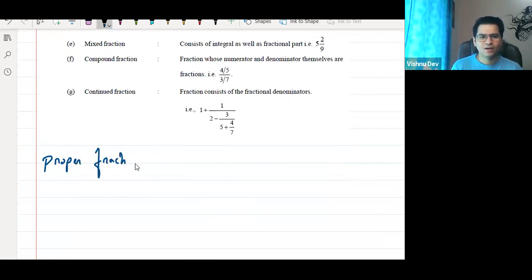Again, it is just a name given. For example, my name is Vishnu. Someone who discovered this gave the name. This is a proper fraction.